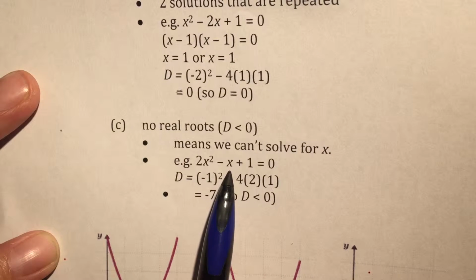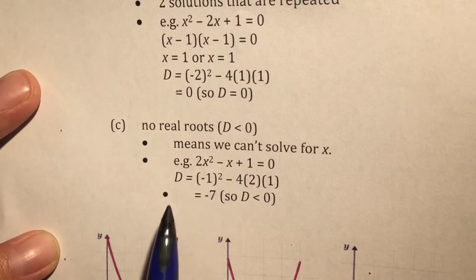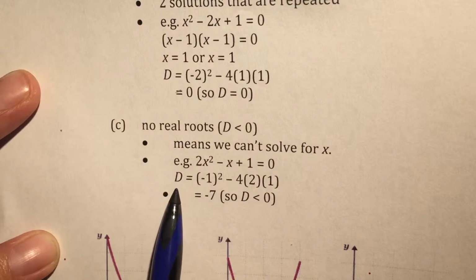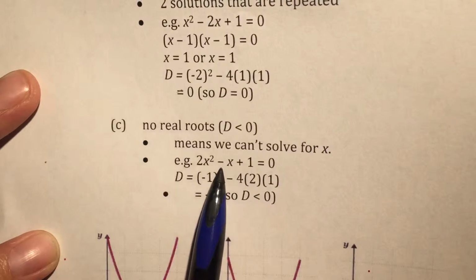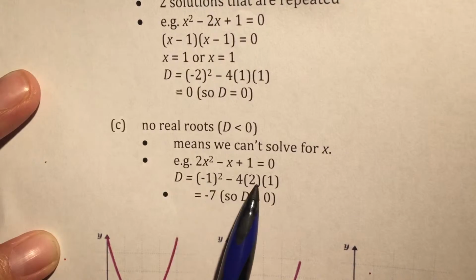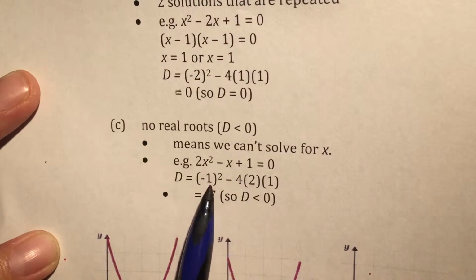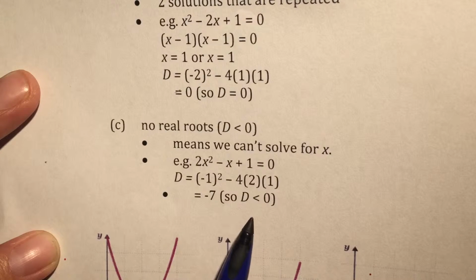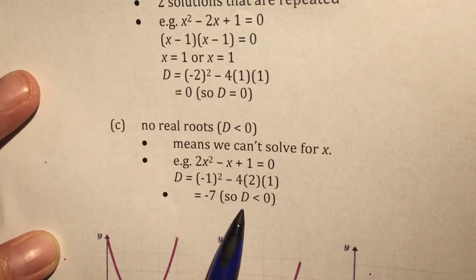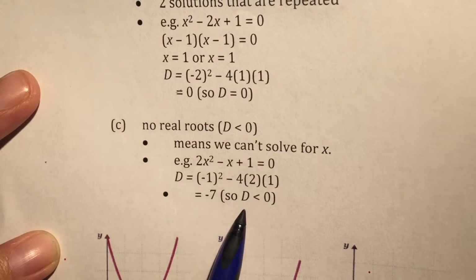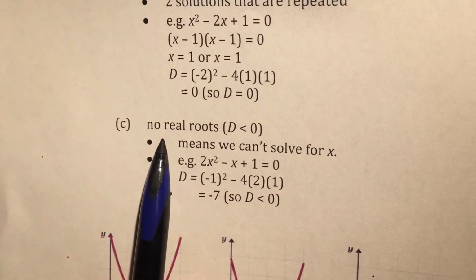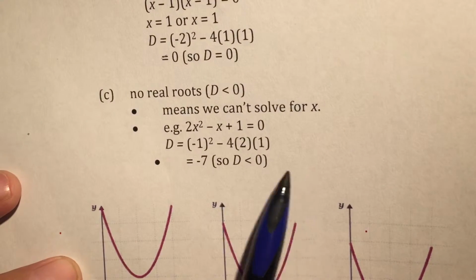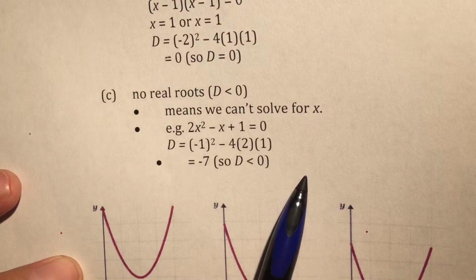So how do we show that it is really true that we can't solve it? Again, we can use the discriminant. D equals b squared minus 4ac. So b is negative 1, a is 2, c is positive 1, and we will end up with negative 7. This will be a negative discriminant. When we have a negative discriminant, it means that we have no real roots. So the usual way of solving won't be able to give us any particular answers for x.